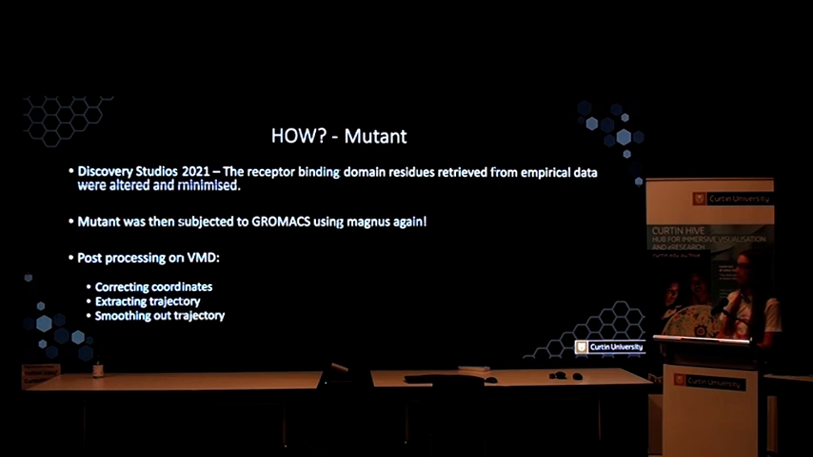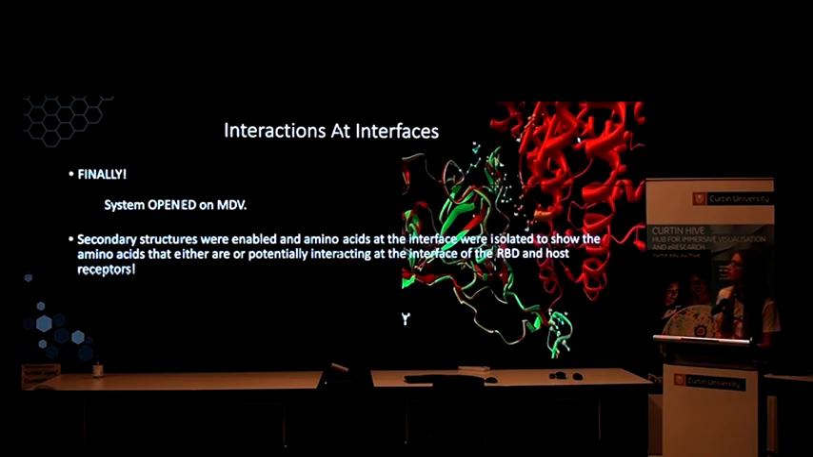And then for the mutant, in Discovery Studio, I changed the residues. I gathered empirical data and then changed the residues accordingly. And then they were minimized, and the mutants were then subjected to GROMACS using Magnus again. And then the same post-processing went on with correcting coordinates, extracting trajectories, and smoothing out the trajectory.